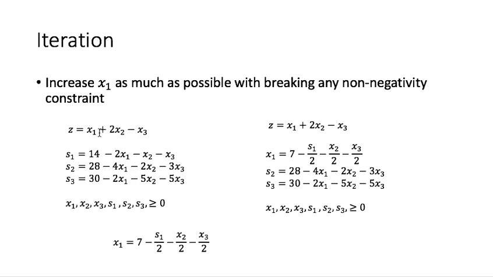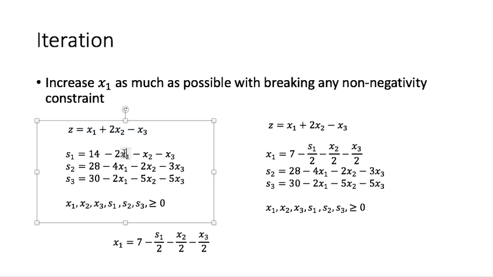So we're going to try and find a non-basic variable that will increase the objective function. What we're looking for is a non-basic variable that has a positive coefficient. So x1 and x2 both have positive coefficients, so we can increase either one. Now we've chosen, we're going to increase x1. And we're going to increase x1 as much as possible without breaking any non-negativity constraints. So we want to make sure we don't break S1, S2 or S3's non-negativity constraints.